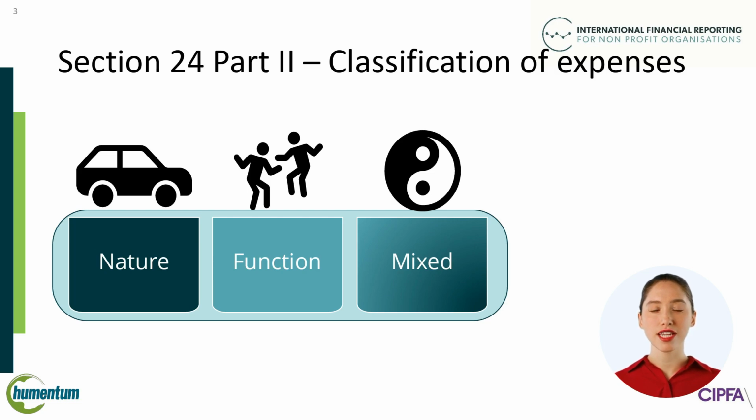Guidance for the classification of NPO expenses is found in INPAG Section 24, Part 2. In recognition of the diversity in the sector, there is flexibility in the options for presenting expenses. NPOs may provide an analysis of expenses using one of three classification approaches. It can be based on the nature of expenses, the function of expenses within the NPO, or a mixed presentation that combines parts of the nature and function of expenses approaches.